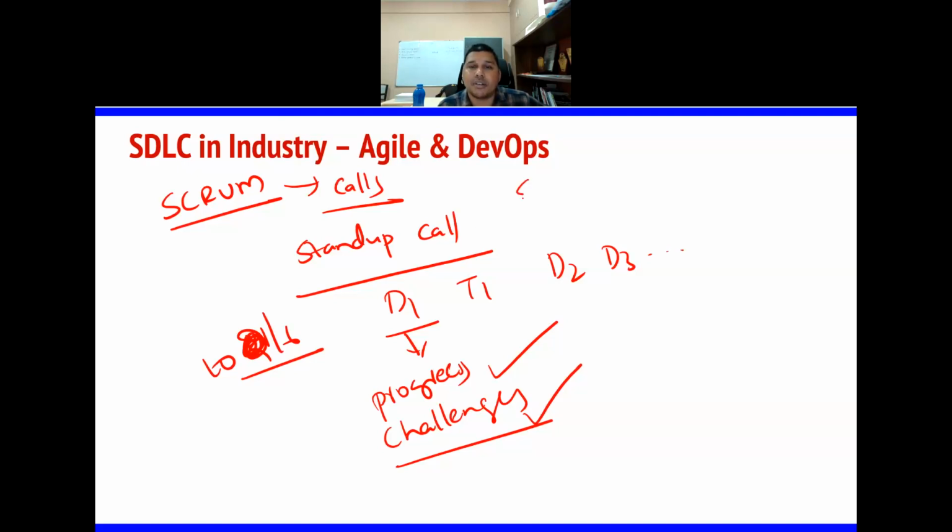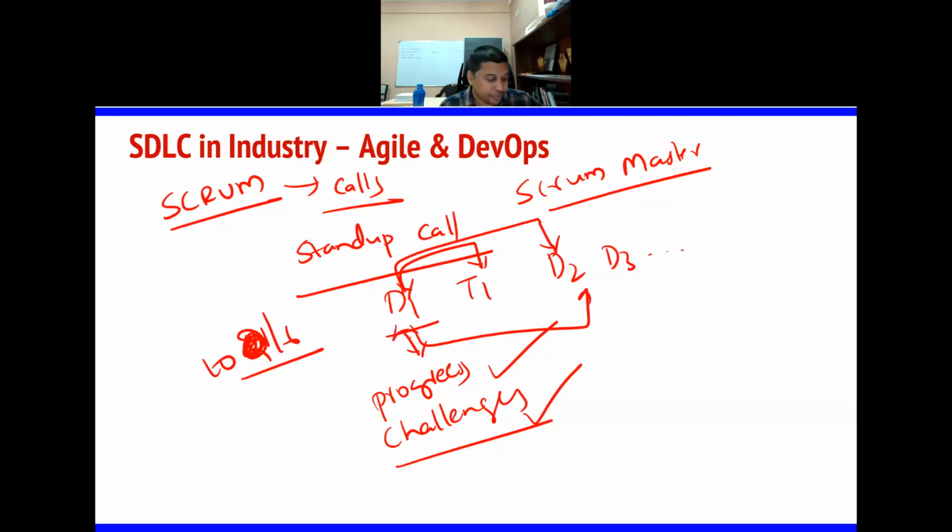So there is a Scrum Master, who can be called a team leader, a project lead or a team lead, who conducts this meeting. So he will ask you, is there any problem? Are there any challenges? Or maybe developer one and tester one are working on the same project, or developer one and D2 are working on the same project. Are you both facing any problem? Is there any issue in this project work? That kind of call is happening every day in the stand-up call, right?